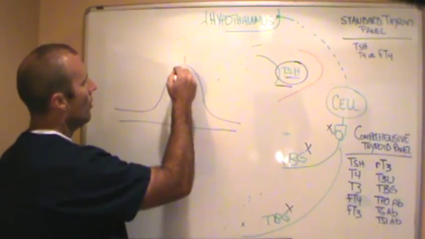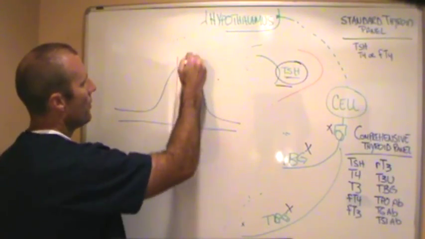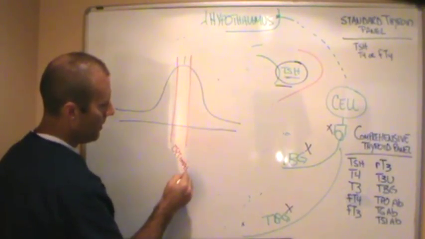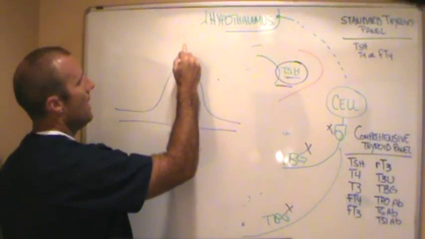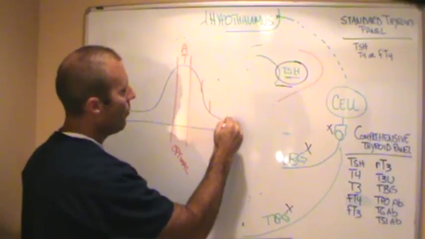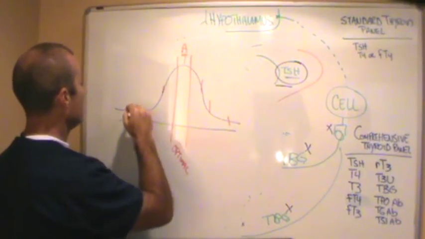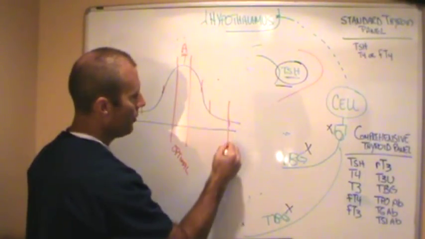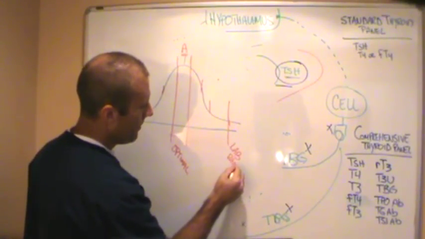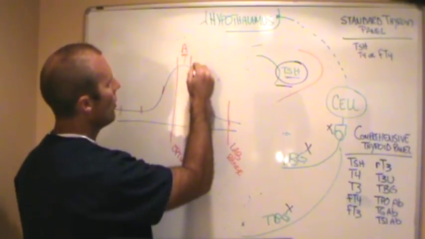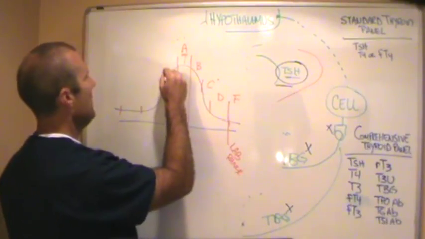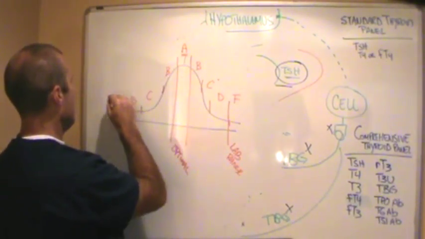So what happens is there's an optimal range that the body runs in. And let's say this is the A grade in school. Three standard deviations away from that is where your doctor looks at, this is the lab range. And so we'll call this the B, the C, the D, and the F.